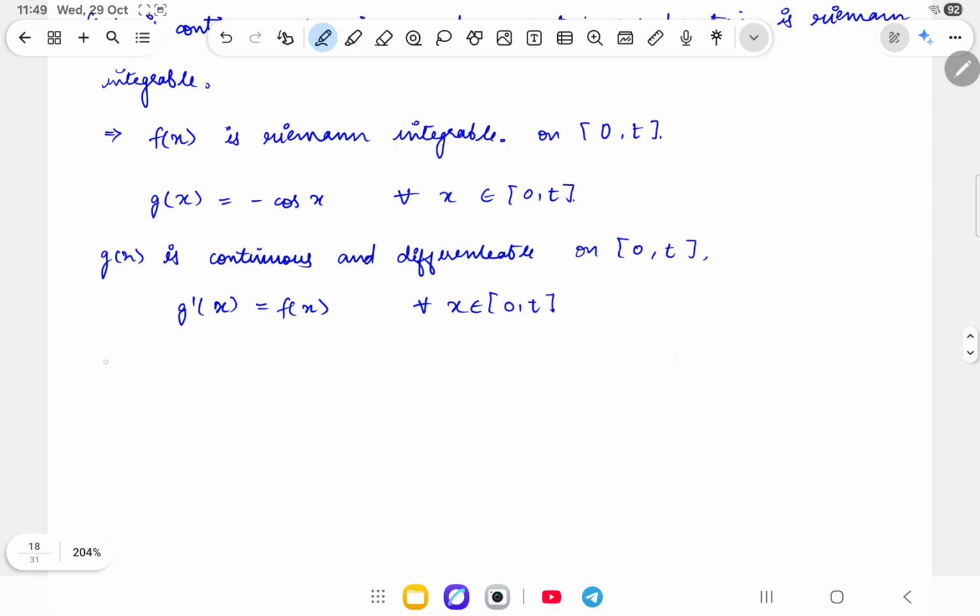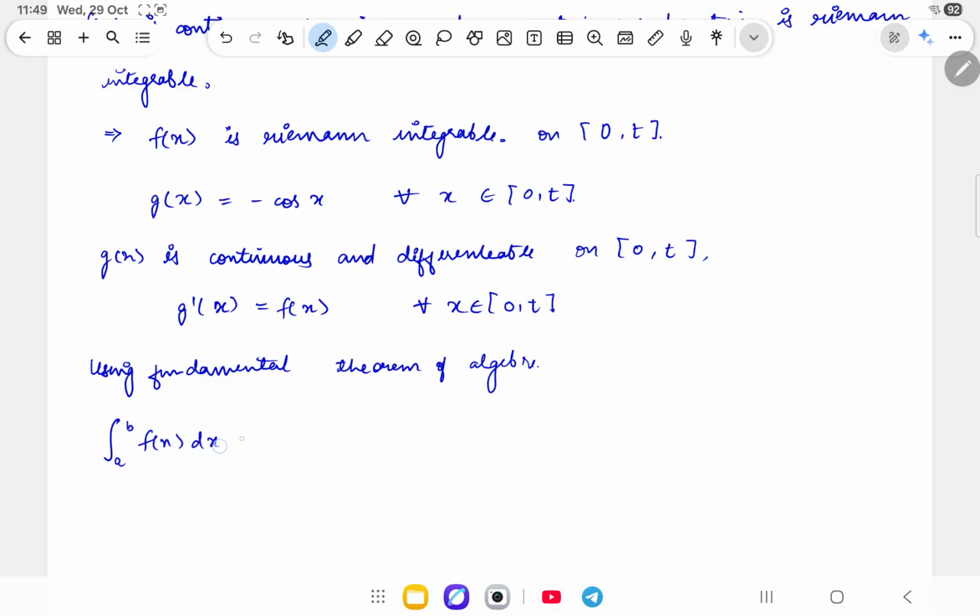Now if we use the fundamental theorem of calculus, we'll get that the integral from a to b of f(x) dx is equal to g(b) minus g(a), where g'(x) is equal to f(x).